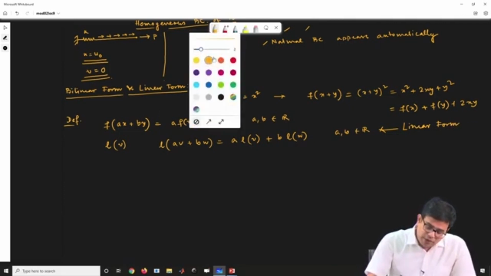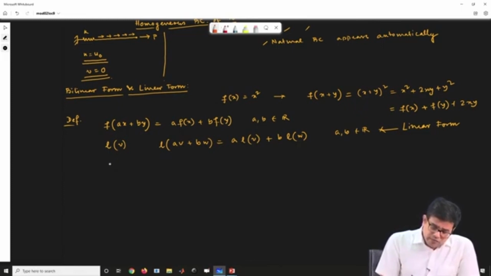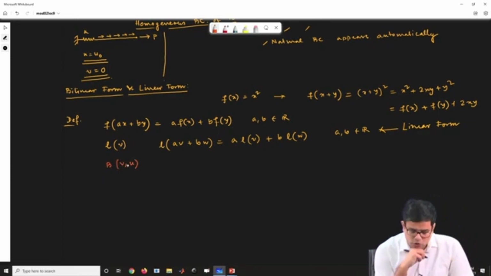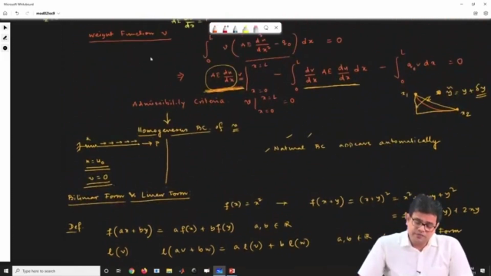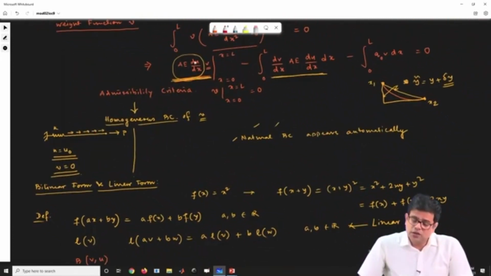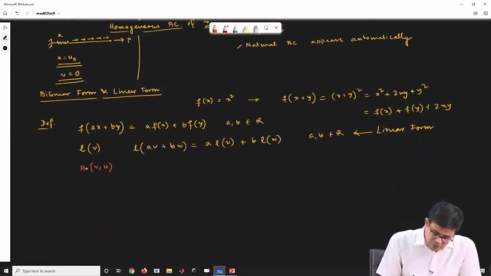Bilinear form again, suppose B of v comma u is my bilinear form. So let us first define what is a bilinear form. In case of the previous problem, let us now define what the bilinear form is here.